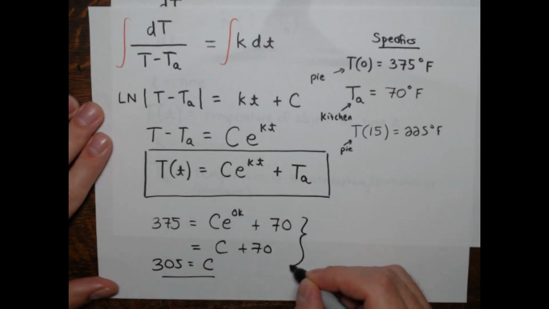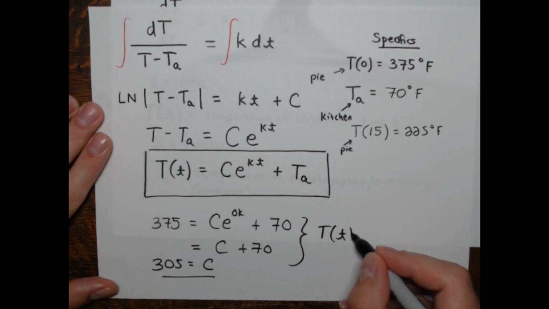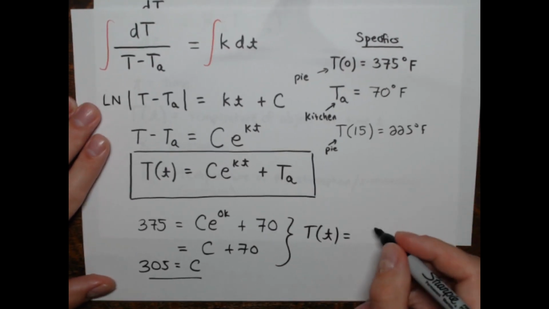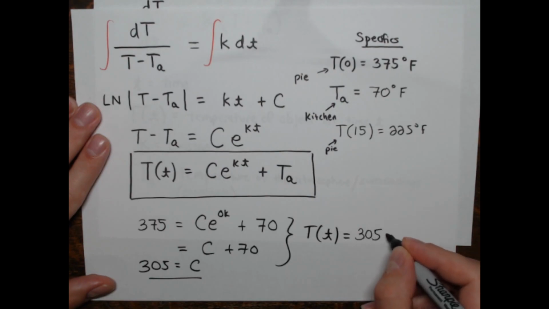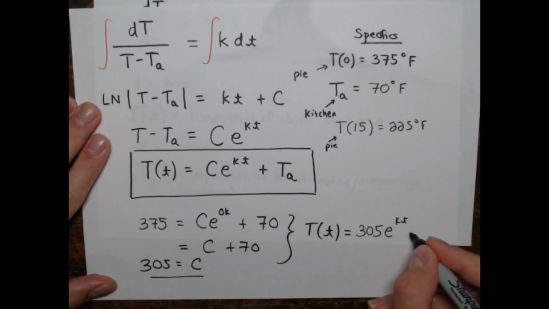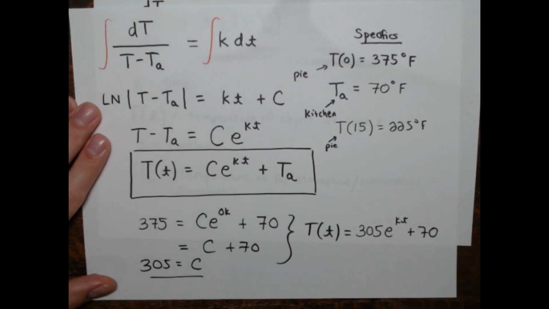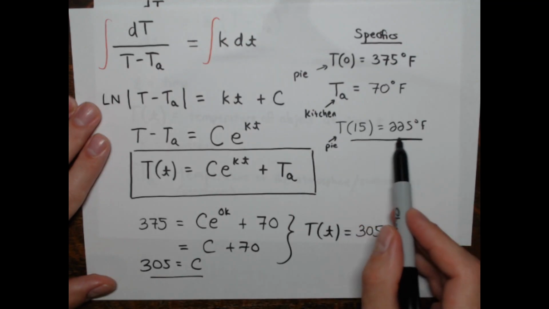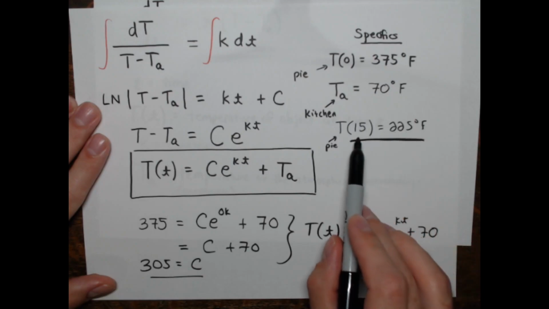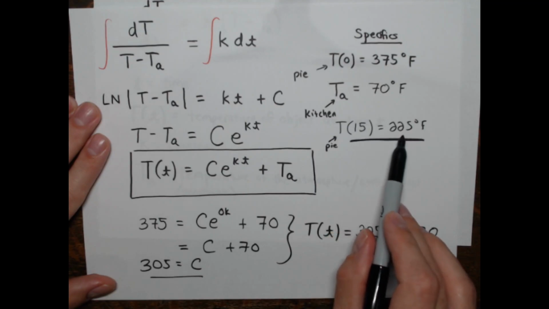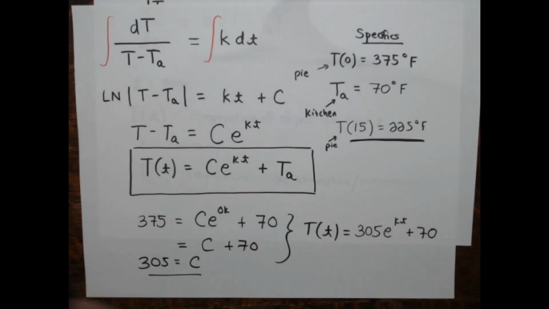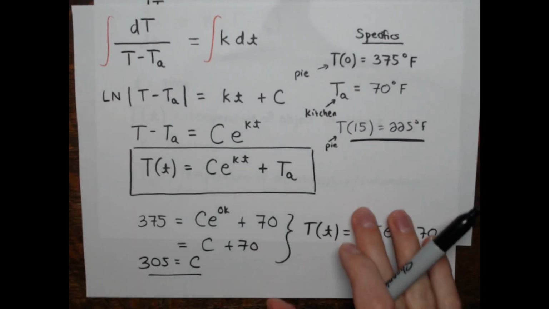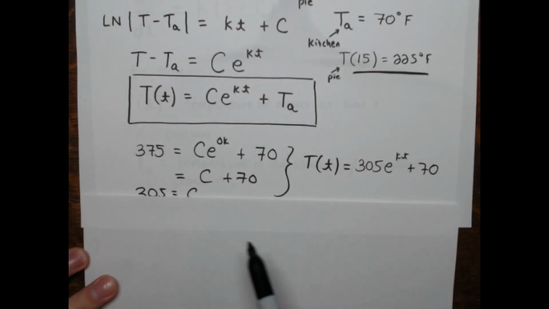Okay, so now we have this. Now we have the temperature of the pie after t minutes. It's 305 times e to the Kt power plus 70. Now I just need to find K. And that'll be where this piece of information comes in. When little t, when time is 15 minutes, big T is 225. So I'll plug that information in and we should be able to find little K, right?